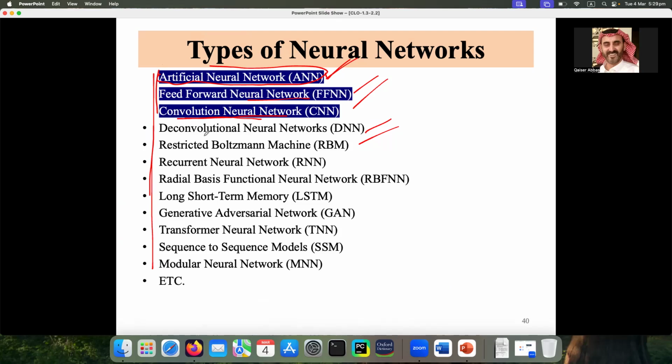And deconvolutional network, and somewhere I have also heard deep neural network, DNN. Then restricted Boltzmann machine. Boltzmann is a German word, that's why I'm pronouncing it the German way. Then recurrent neural network and so on. You can read them by yourself. We will cover only these three, not the rest. The rest of the things you will cover in deep learning, inshallah.